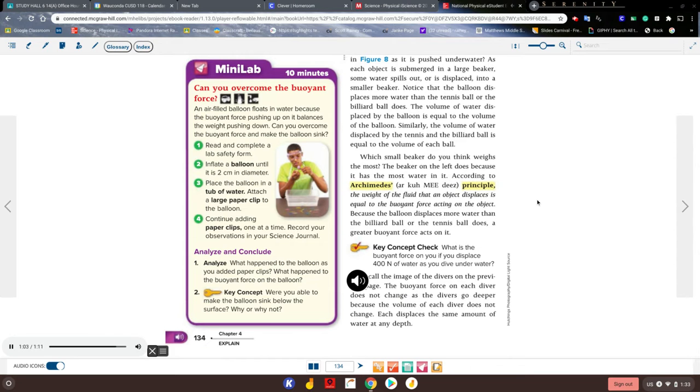Key concept check. What is the buoyant force on you if you displace 400 newtons of water as you dive underwater? Recall the image of the divers on the previous page. The buoyant force on each diver does not change as the divers go deeper, because the volume of each diver does not change. Each displaces the same amount of water at any depth.